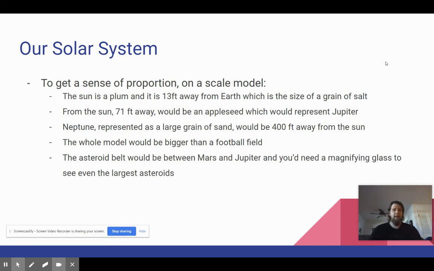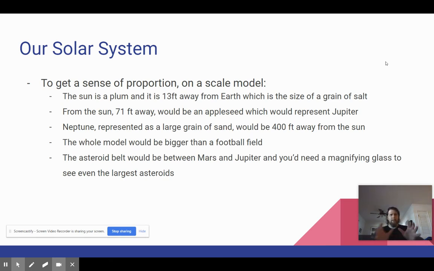But if the sun was a plum, a plum size, and it is 13 feet away from the Earth, which would be the size of a grain of salt. So if you had a plum and a grain of salt, and you put them 13 feet away from each other, that's roughly the distance between the Earth and the sun. And this is what we call an astronomical unit. And that distance would be 93 million miles.